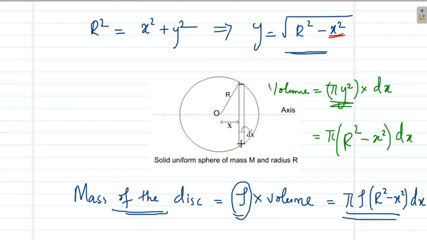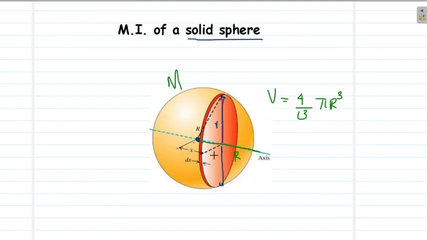Now, having obtained this value of mass of the disk, it is quite easy to find the moment of inertia of this disk. So now you see that the axis is like this. It passes through the center of this disk and the axis is perpendicular to the plane of the disk. So in this picture, this is the axis. This axis passes through the center of the disk and it is perpendicular to the plane of the disk. In that case, the moment of inertia of the disk is given by its mass into its radius, which is y in this case, squared, divided by 2.